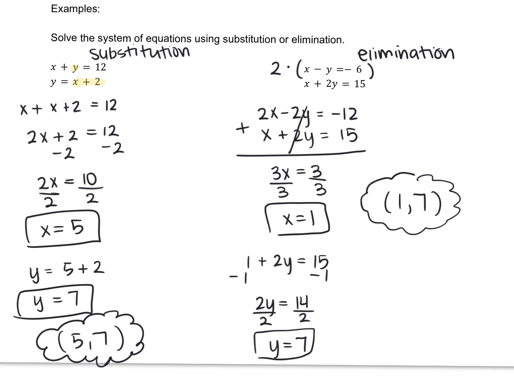Okay. If you had chosen to eliminate x here by multiplying one of the equations by a negative, you would have solved for y first, getting that y equals 7, which you then would have plugged in to solve for x, and you would have gotten that x is 1. So it doesn't matter which variable you eliminate first, you will always get the same answer no matter what. Please let me know if you still have questions over substitution or elimination.